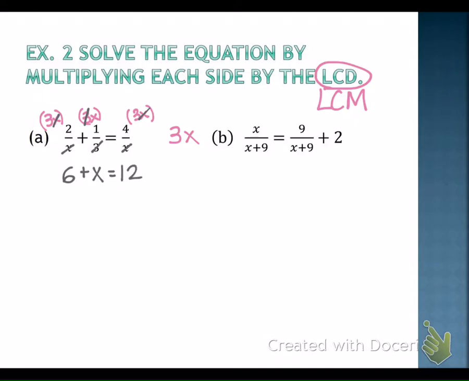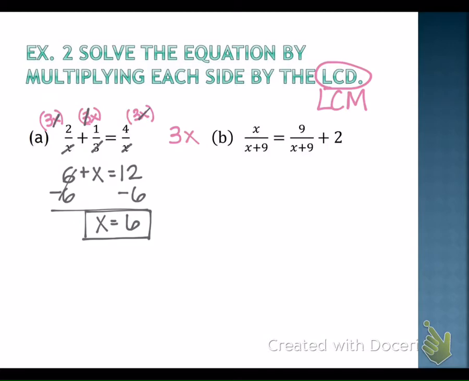Now all we have left to do is get x by itself. So Isaiah, how do I get x by itself? Subtract a 6 on both sides. Very good. So x equals 6. Very good. Okay, any questions so far?